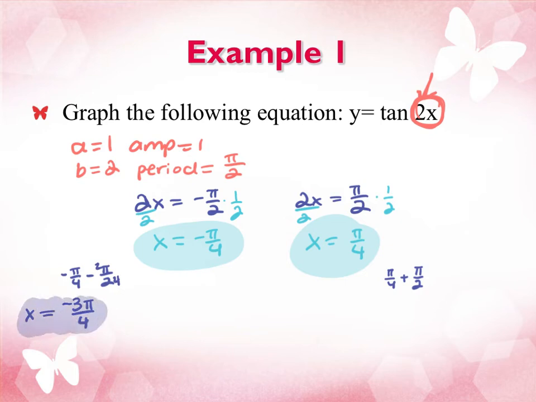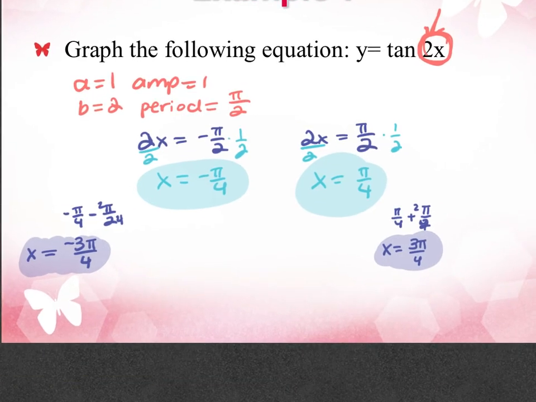There's the first asymptote as I move from left to right. On the right, this becomes 2 pi over 4, 3 pi over 4. X equals 3 pi over 4. That's the last asymptote as I move from left to right.